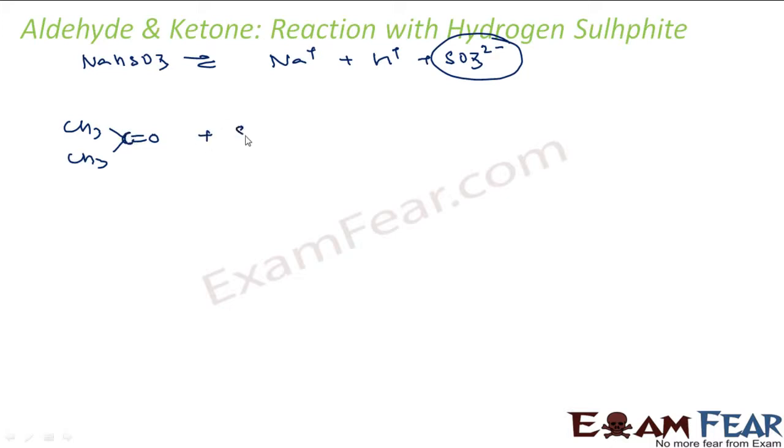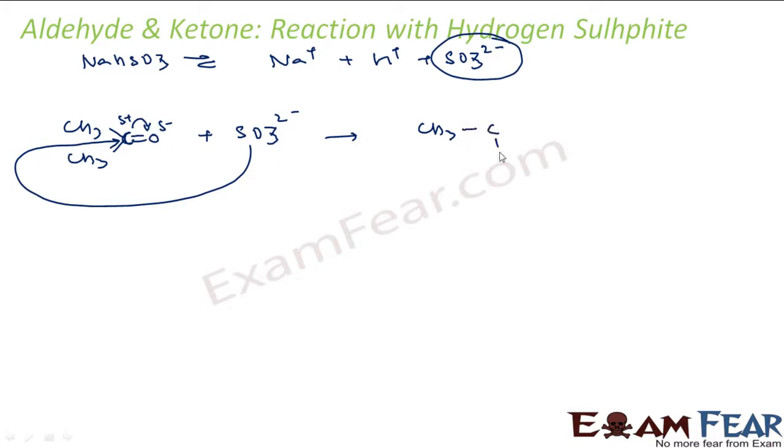Now this reacts with SO3 2 minus. Again, this carbon has a slightly positive charge, oxygen has a slightly negative charge. SO3 2 minus will attack this carbon. So what you get is CH3, SO3 minus, because it has 2 negative charges, and this bond will break into carbon plus and oxygen minus, and CH3.